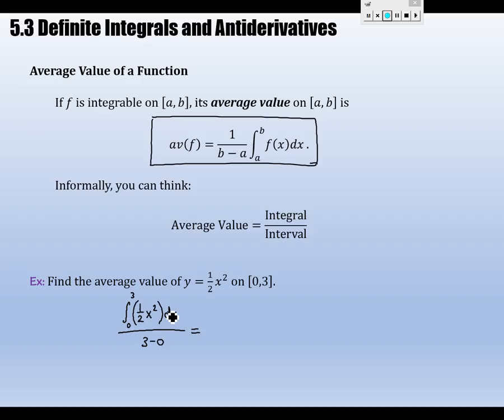So did you get 4.5 up on top? So is that 9/6? I guess that's 3/2. Is that right? Yeah. Does that seem reasonable for that function? I mean, you could draw a picture.